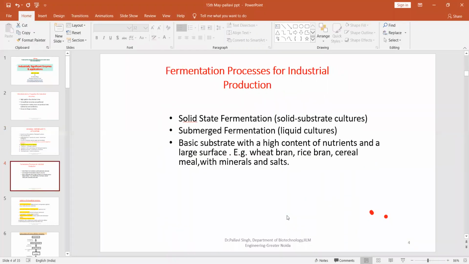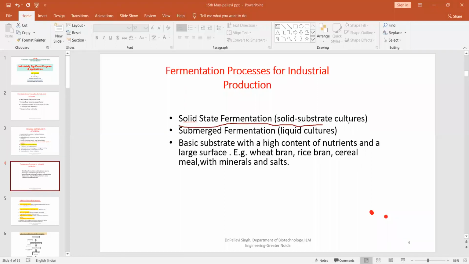So we need to produce all these enzymes by using microbes in the fermentation industry. And we have discussed the basic requirements of fermentation. I will further elaborate that fermentation can be carried out in 2 modes. Either we can use solid state fermentation or we can use submerged fermentation. What do I mean by solid state fermentation and what do I mean by submerged fermentation?